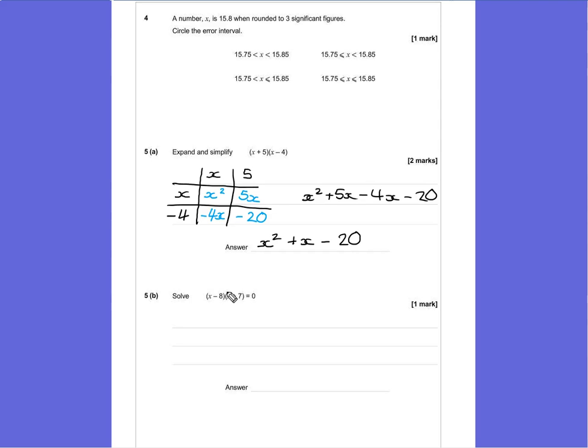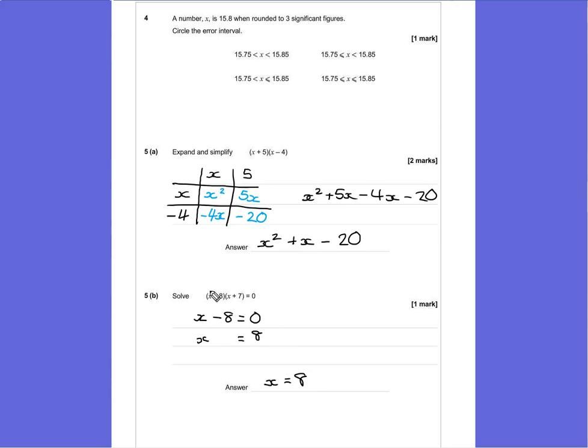Because we know that when you multiply 2 brackets together, to get an answer of 0, one of the brackets must be equal to 0, because then anything multiplied by 0 becomes 0. To make the first bracket 0, we know that x subtract 8 must be nothing. So what value must x have? If I add 8 onto both sides, x must be 8 to make this bracket nothing.